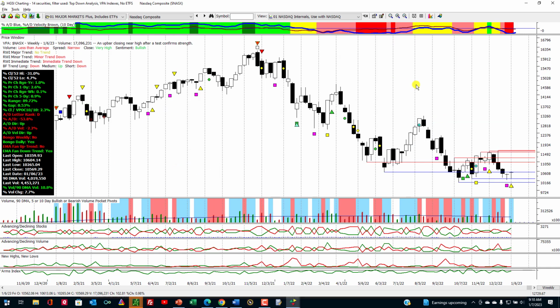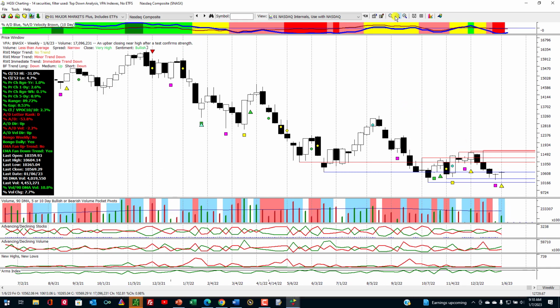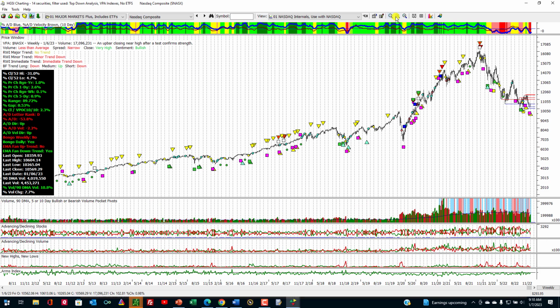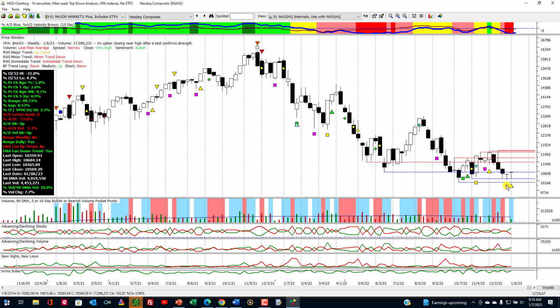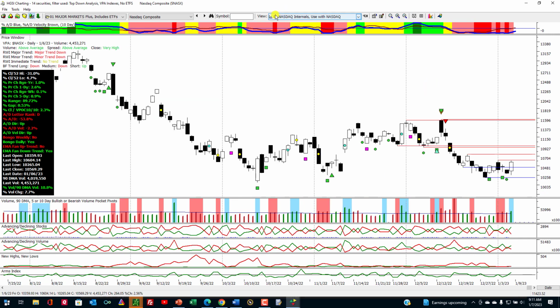I'm going to do an alternate W to change this to a weekly chart, and then I will zoom in. Whoops, I went too far. And you can see that there was a test and then a confirmation of that test yesterday. And we did have a positive weekly close because this close is higher, obviously, than the prior week. I'm going to go back to daily, and then I'm going to drop down to the next chart.